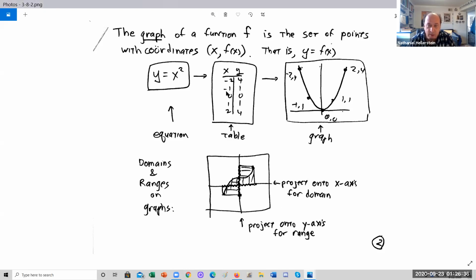So, equation, table of values, graph of them. Now, when you have a graph of a function, you can find its domain and its range. Here's a graph of a function. You project down onto the x-axis. That's the set of possible x values, which is the domain. Project onto the y-axis. That's the possible y values. That's the range. In this case, if you project onto the x-axis, you get all values of x. Any value can be squared. Here, if you project onto the y-axis, you get everything at least 0. So that's the range of the squaring function.